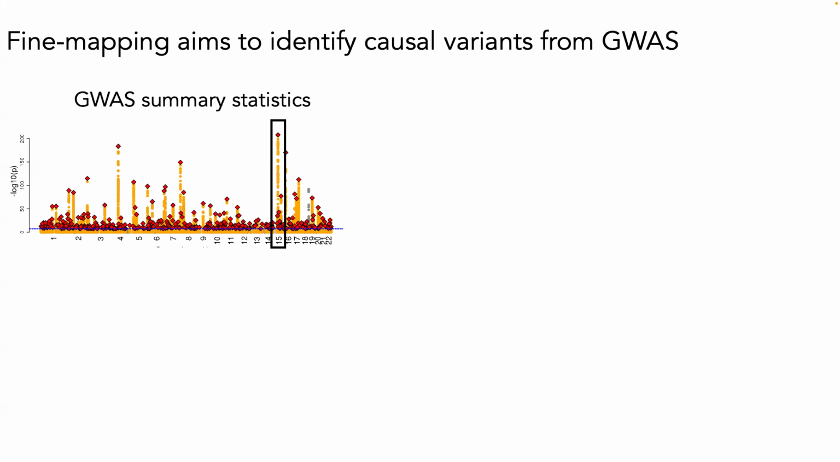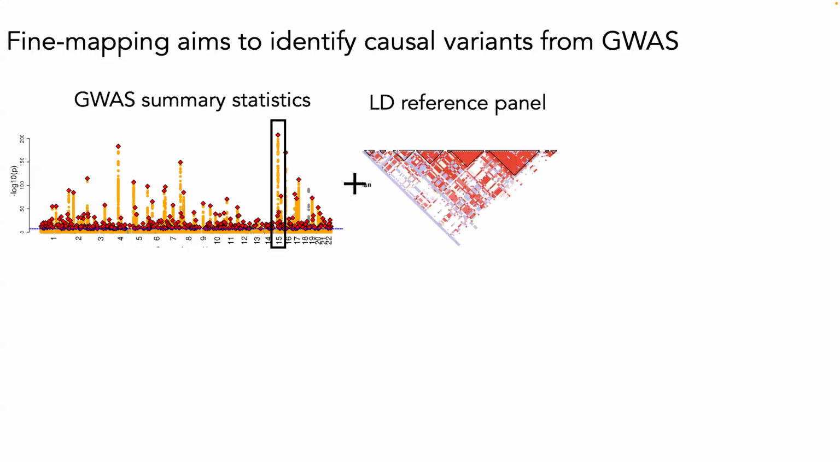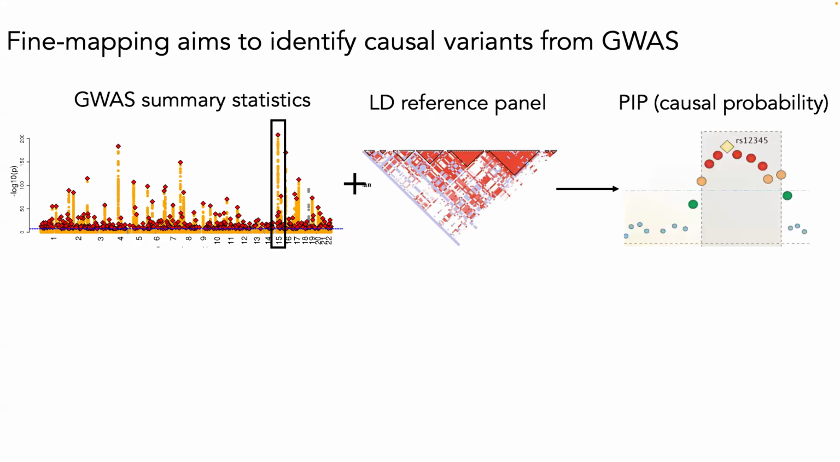So the idea of fine mapping is you can zoom in on these hits in your Manhattan plot. You can combine that with other information like a reference panel that tells you about the correlation between different variant types. And then you can use that to compute a causal probability, or we call it a PIP here, giving you the probability that each variant in your data set is actually causally driving that signal.